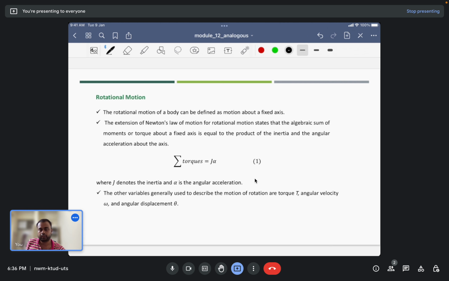So that was the translational motion. Now we'll move on to rotational motion. So let us take a break for 2 minutes here, and we'll start with rotational motion.